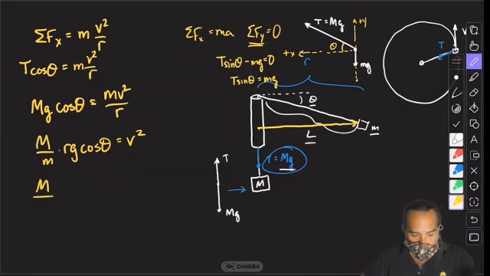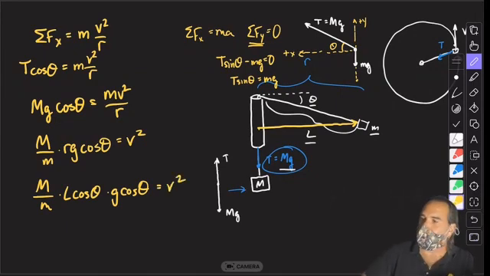So M over m times L cosine theta times g cosine theta equals v squared. Now we got it. I had a feeling Luke was onto something, but just had to make sure. Now you can solve this, right? You can get an expression now for velocity. And it tells you lots of stuff.